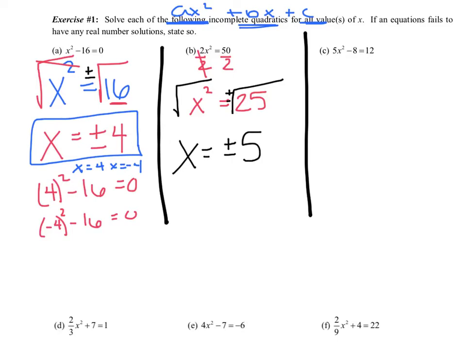Well, you think you got the hang of it? Why don't you pause it, try C on your own, think about what you're going to move over first, and see if we get the same thing. Pause it, see what you get. Did you get what I got? Now again, the point of you pausing is not to cheat yourself and to practice these. I'm going to add the 8 over, got 20, divide by 5, I got 4, take the square root, and don't forget the plus or minus.